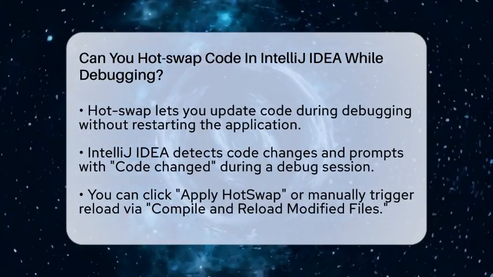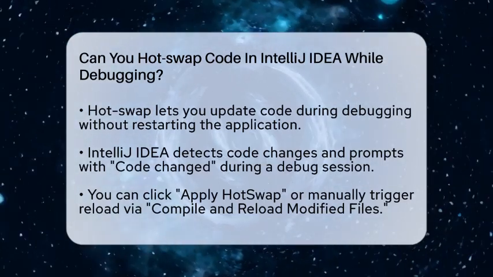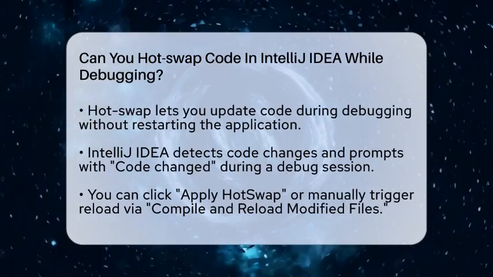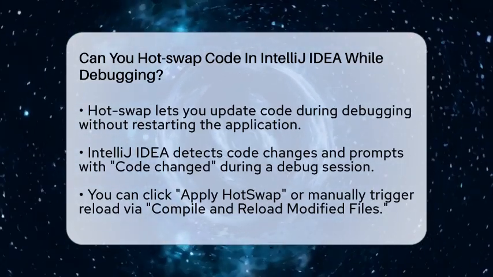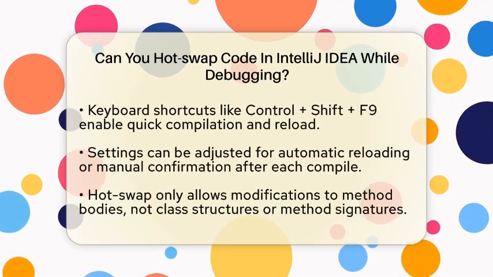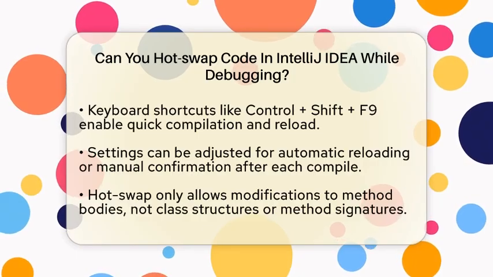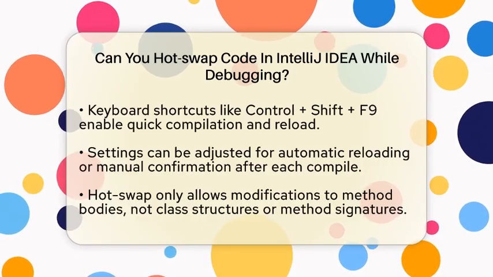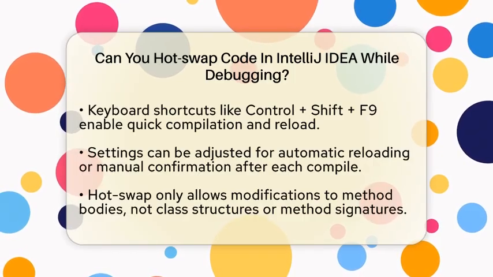When you are debugging in IntelliJ IDEA and you make changes to your code, the IDE detects those changes. You will see a small pop-up that says Code Changed. You can then click Apply Hot Swap to reload just the modified classes. Alternatively, you can manually trigger hot swap by right-clicking in the editor and choosing Compile and Reload Modified Files. There are also keyboard shortcuts like Ctrl+Shift+F9 to compile and reload quickly.